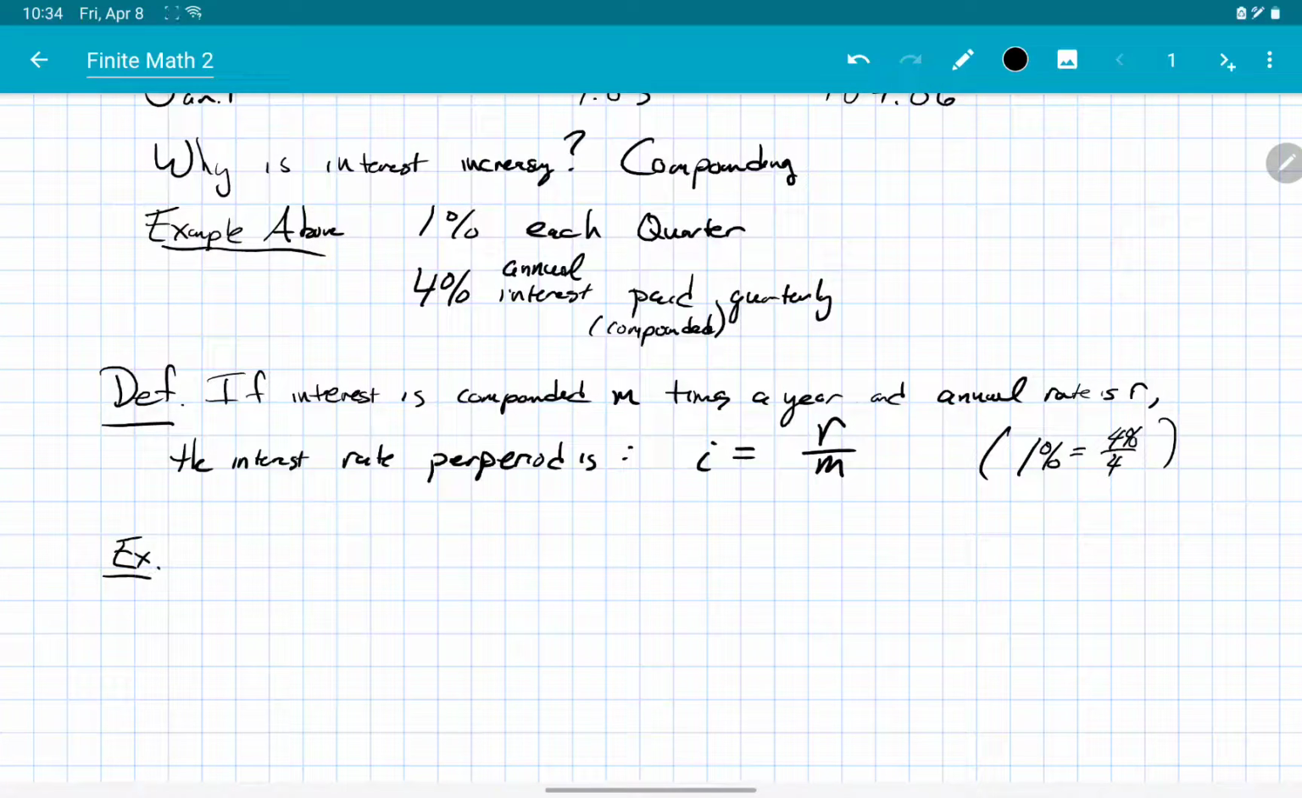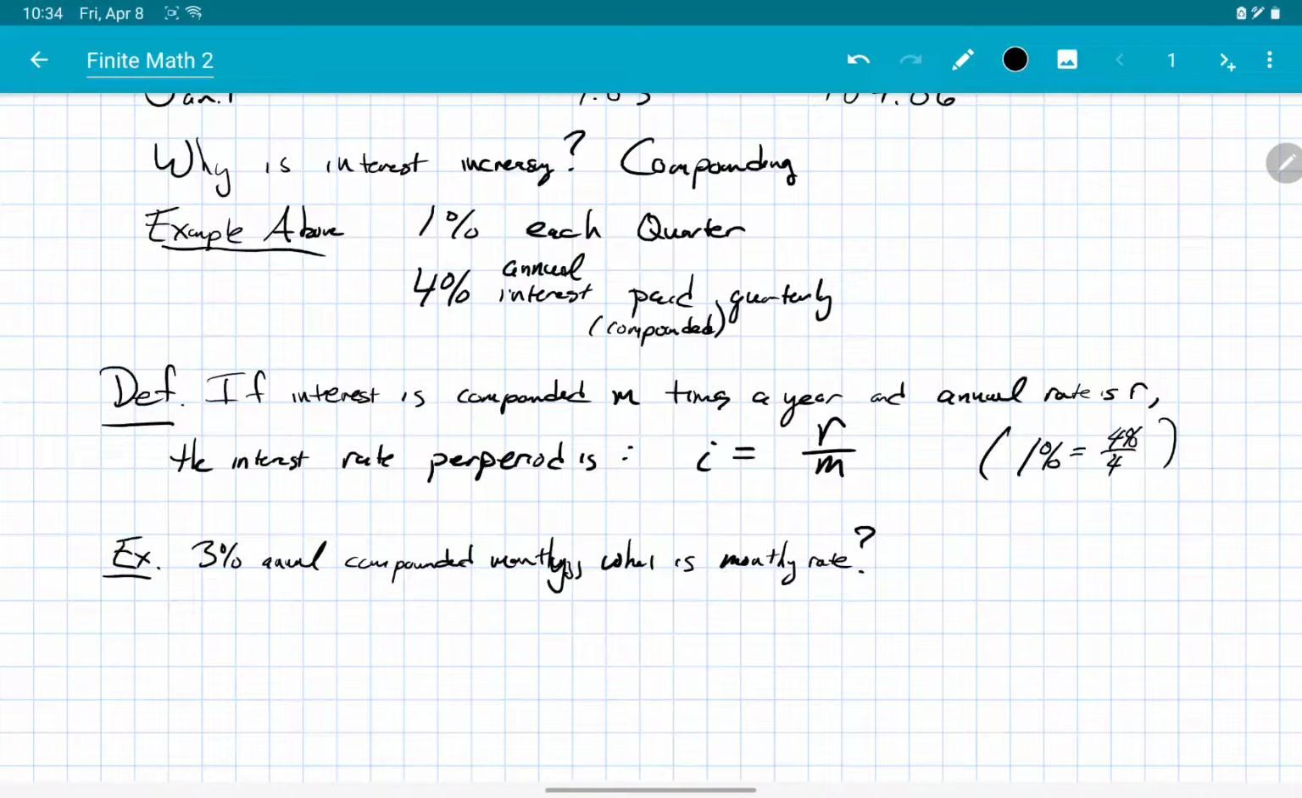So an example of what we would do with this: if 3% annual is compounded monthly, what is the monthly rate? Well, 3 divided by 12, because that 3% is divided amongst the 12 months. 3 divided by 12 is exactly 1 quarter. So 1/4% per month, which turned into a decimal is 0.0025.